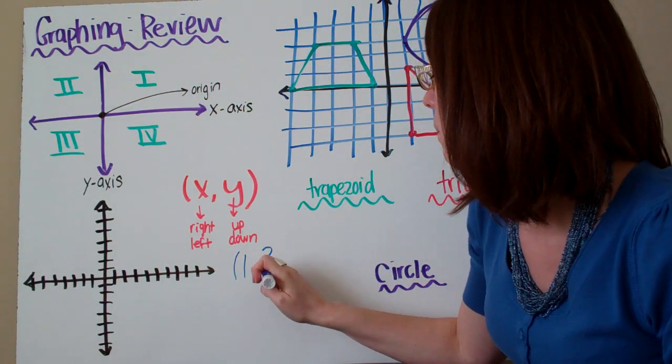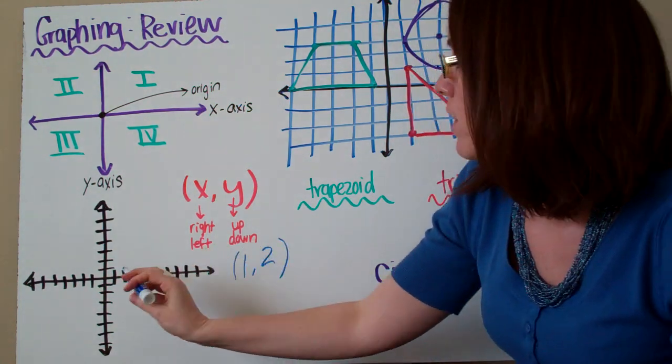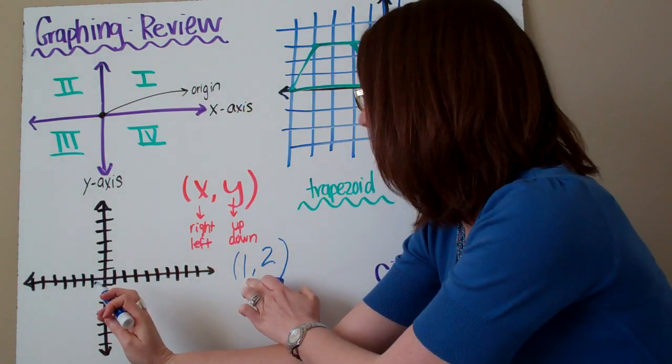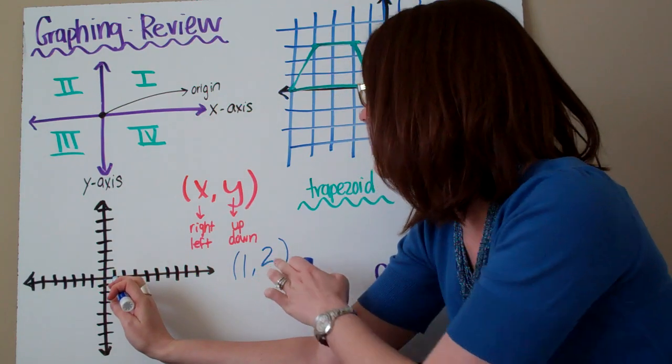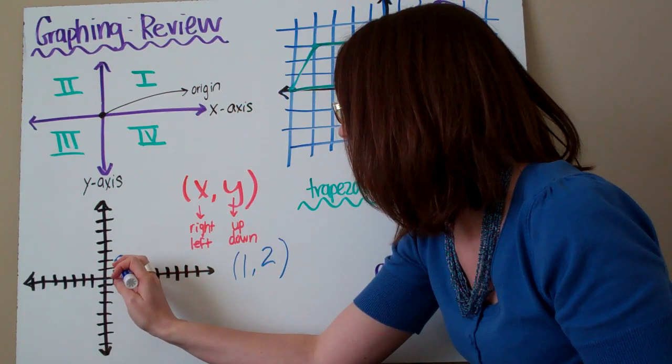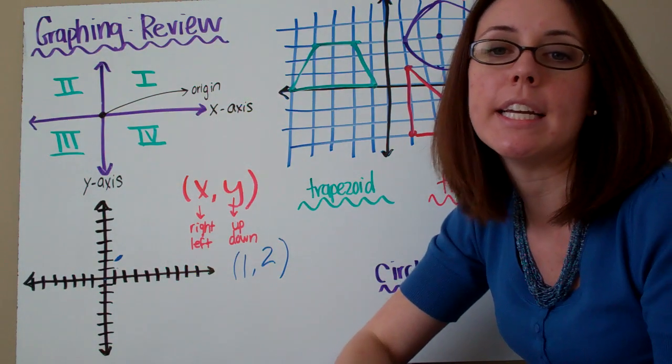So let's graph the point 1, 2. We start at the origin, and the 1 is positive, so it tells us to go to the right 1, and 2 is positive, so up 2. We graph a point. That is the point 1, 2.